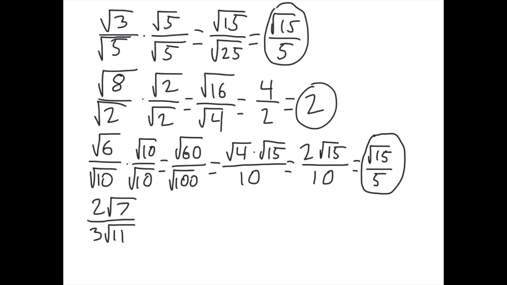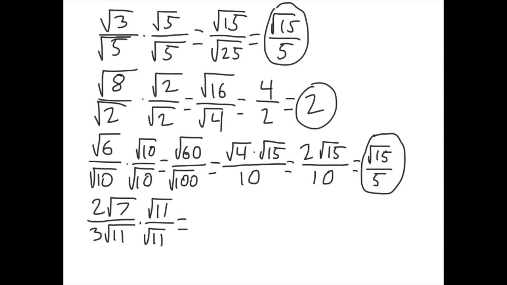Alright, one more problem. So in this case, we have square root in the denominator, but we also have whole numbers too. So only slight difference here. So instead of multiplying by the denominator divided by the denominator, you only have to multiply by the square root in the denominator divided by itself. So we have the square root of 11 on bottom, so we multiply by the square root of 11 over the square root of 11.